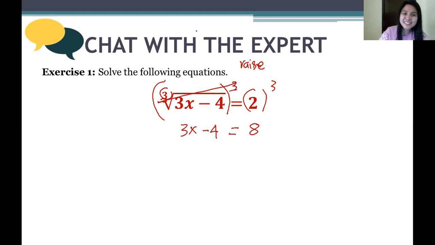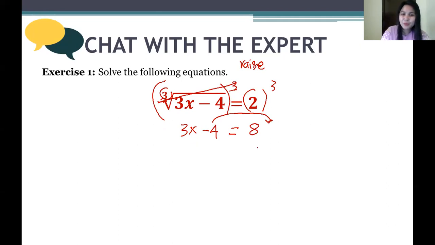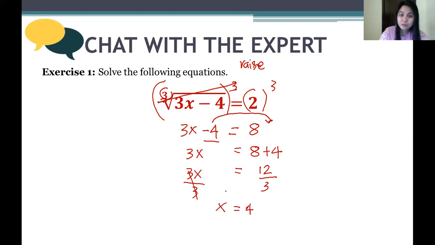Next, in the chat box, can you tell me what will we do next? What do we do next? You have 3x minus 4 equals 8. Very good. We transfer negative 4 to the other side. So we now have 8. Negative 4 becomes positive 4. So 3x equals 12. We divide both sides by 3. So x is equal to 4.